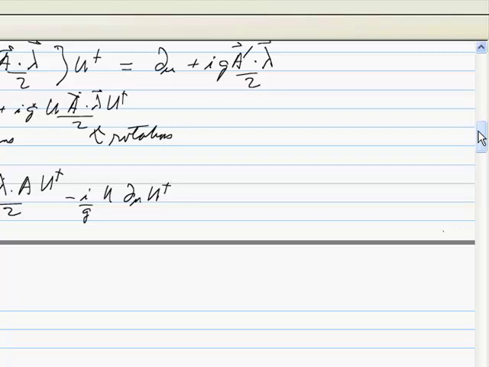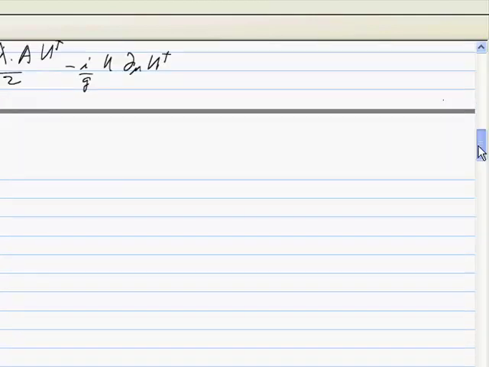Okay, anyone have questions about it? Let's just do this infinitesimally so we see it a bit for small transformations.